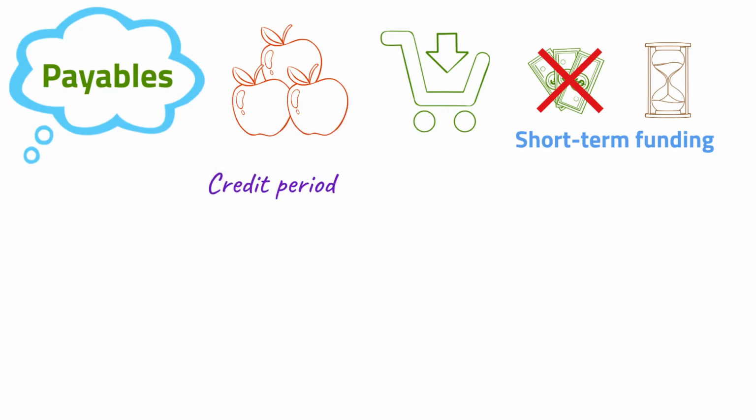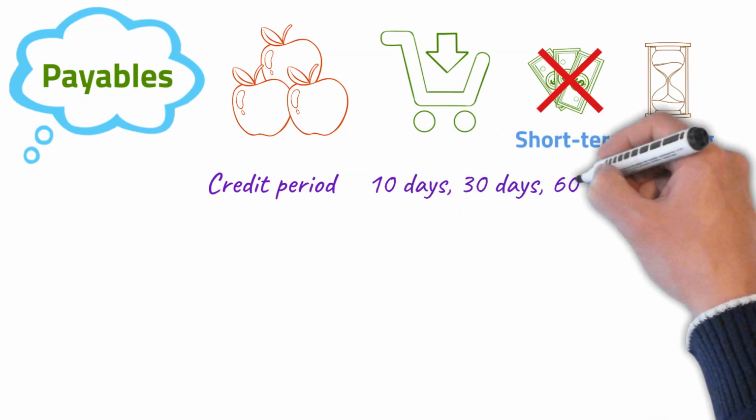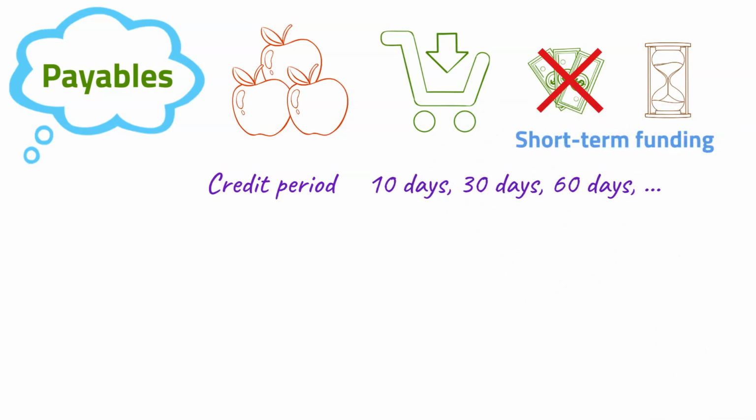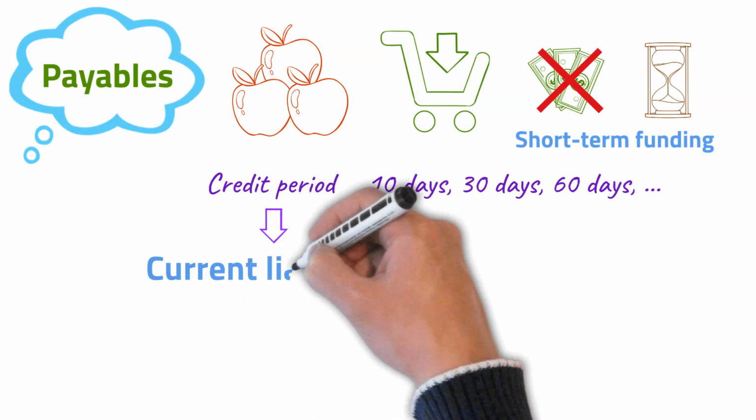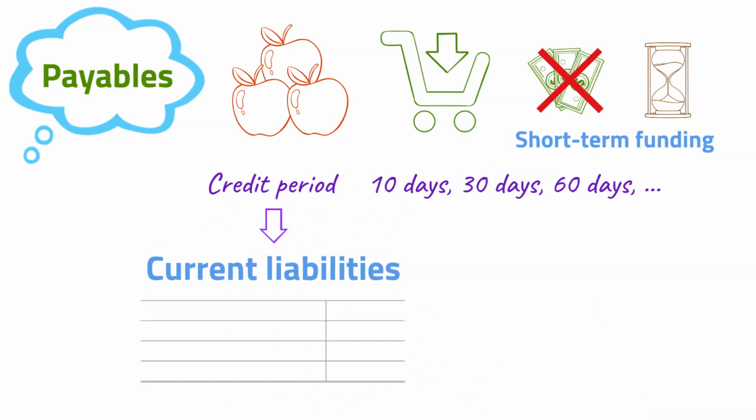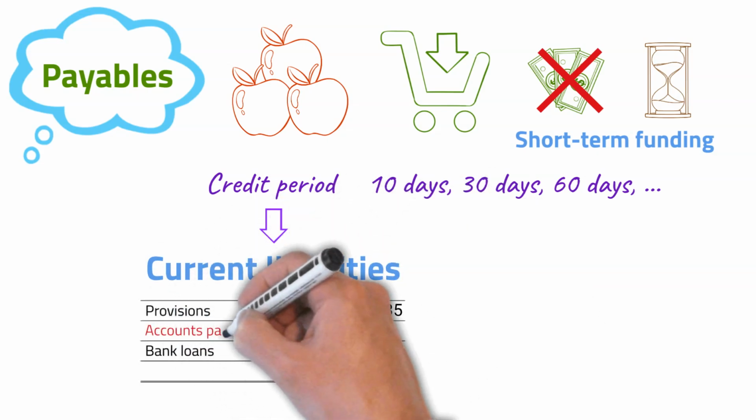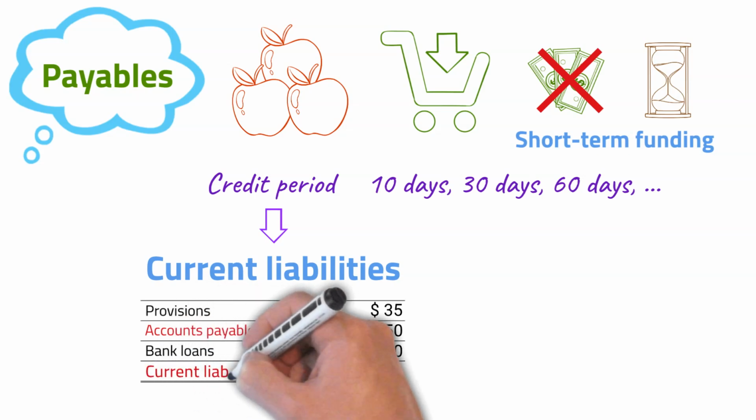Your suppliers offer you a credit period. It can be 10 days or 30 days or 60 or even longer. This is your liability, a claim of your supplier towards you. They sit in current liabilities because you expect to pay them within a year.